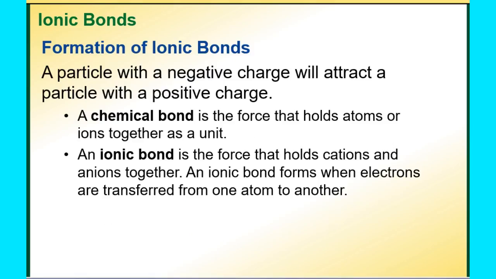A particle with a negative charge will attract a particle with a positive charge. A chemical bond is the force that holds atoms or ions together as a unit. An ionic bond is the force that holds cations and anions together. And an ionic bond forms when electrons are transferred from one atom to another.